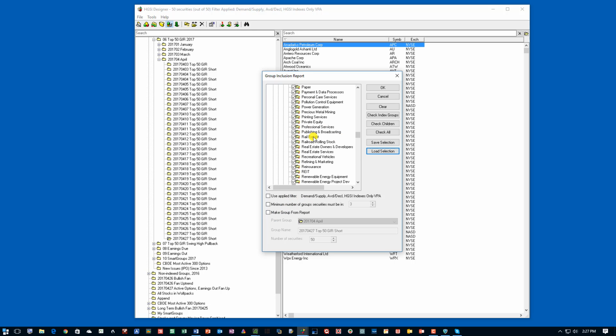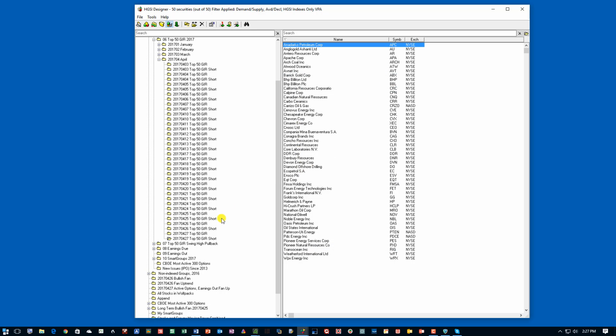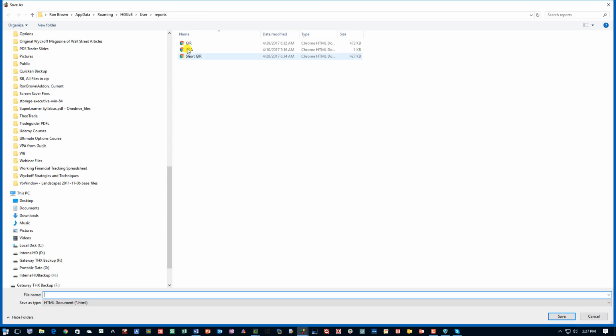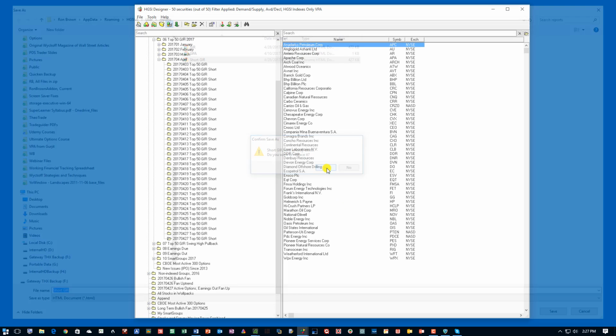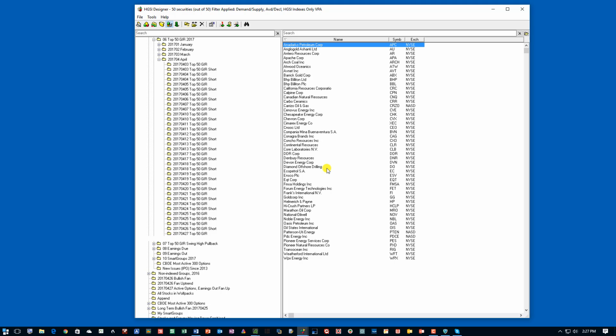So all I do, once I've loaded the selection, is make a group from the report. I put them in the same folder. This is what I used this morning. For yesterday's data, the number of securities is 50. I'll just go ahead and make the group again. It'll just go right in here, and it'll have a number 1 after it. So I have a group inclusion report for the long side and one for the short side. I'll just go ahead and replace that. And it's going to make the group for me.